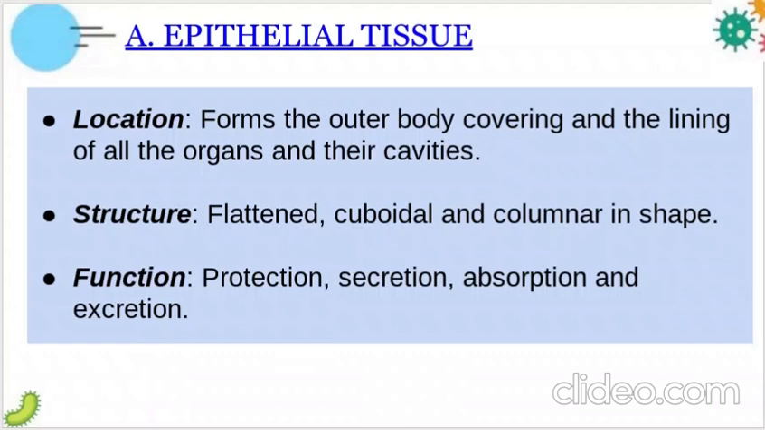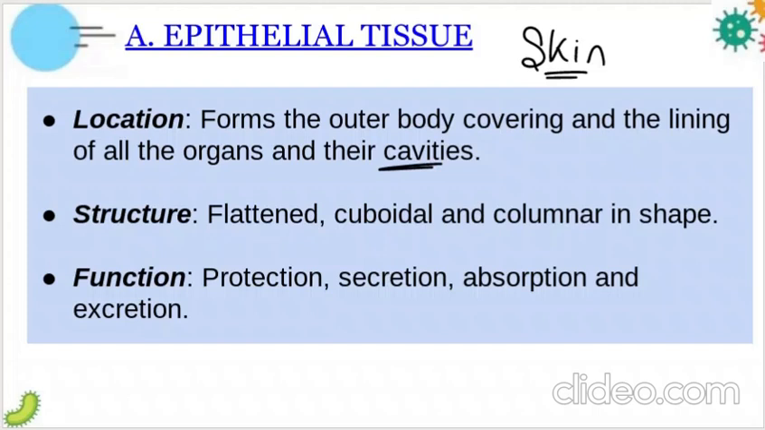When I talk about epithelial tissue, one of the best examples of epithelial tissue is skin. Our human skin is the visible epithelial tissue. Regarding location, it forms the outer body covering and the lining of all organs and their cavities to protect them. The epithelial tissue is present there.